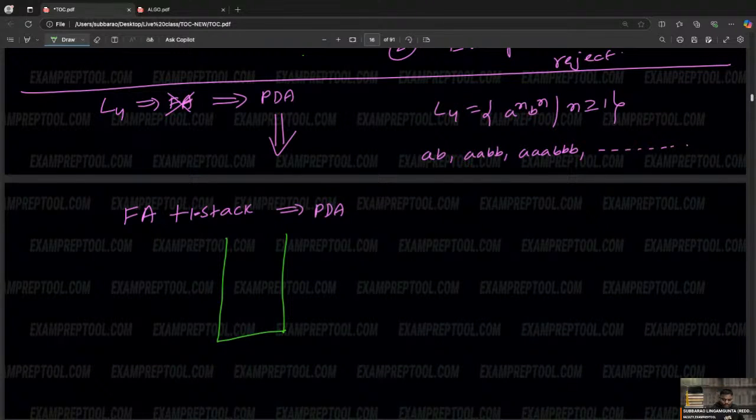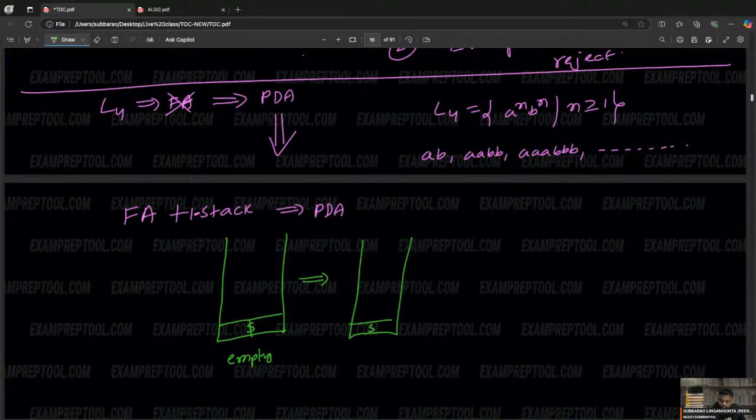Now come here. How to solve this problem using stack, sir? Listen, let us assume that the bottom of the stack initially has a dollar symbol, some marker. Bottom of the stack is dollar. Remember, stack containing dollar means empty.